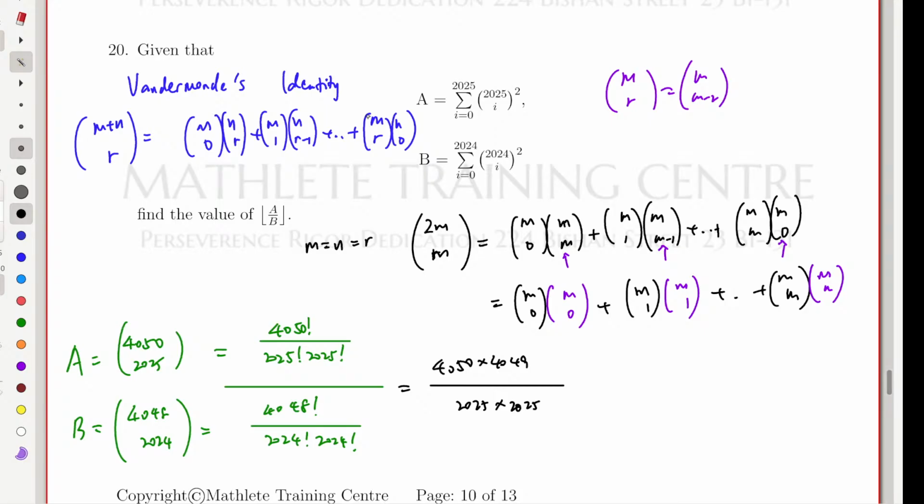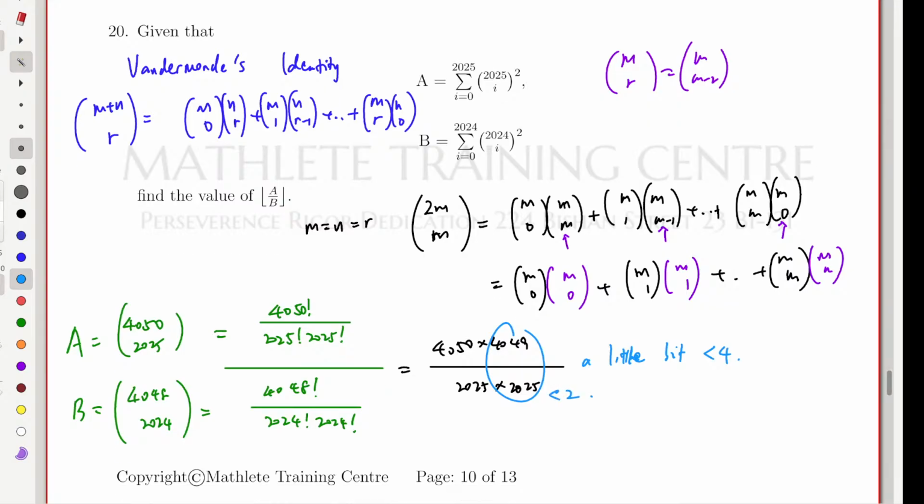Now it's pretty easy to see that this is a little bit less than 4, right? Because the first fraction is exactly 2, and the second fraction is a little bit less than 2. So it's a little bit less than 4. The answer for this will be equal to 3.